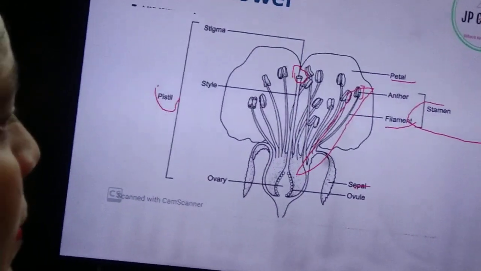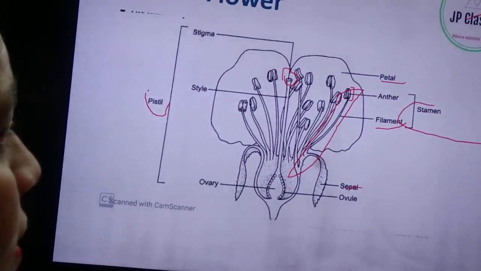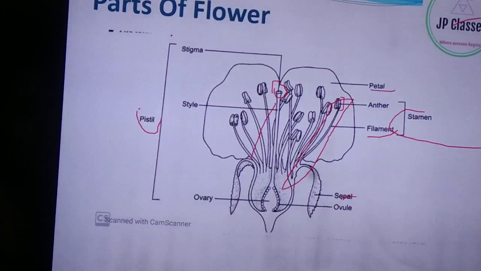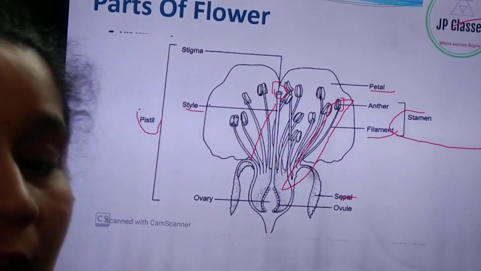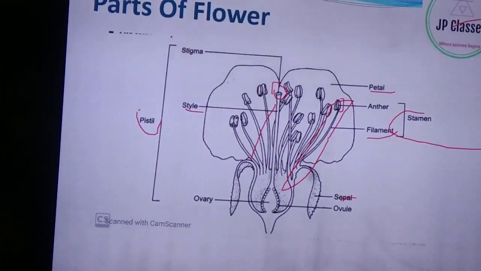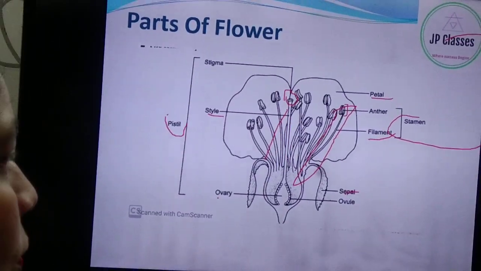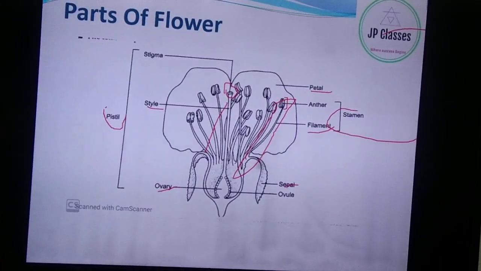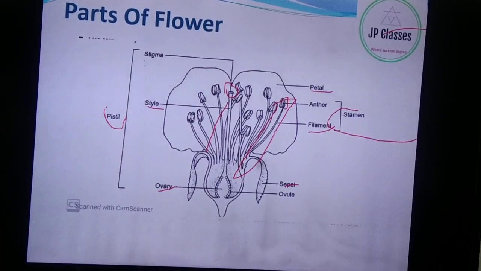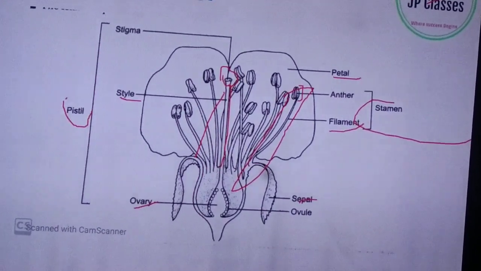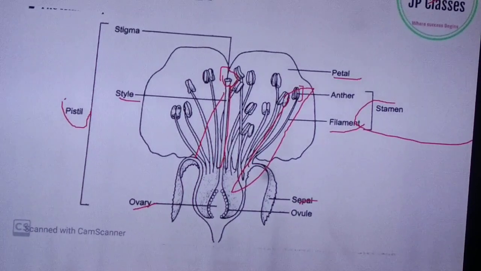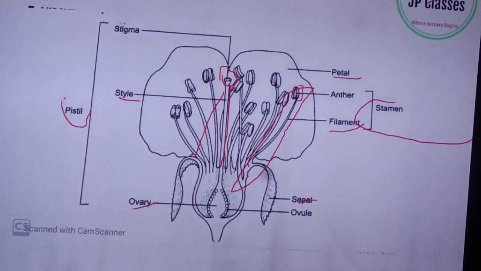Now, the stigma is followed by this stalk-like structure. This stalk-like structure is known as your style. So, what is style? A style is a stalk which is connecting this stigma to the basal part which is known as ovary. So, stigma and ovary are connected through a stalk, this stalk. I am talking about this stalk, right? This stalk is known as the style. Now, I think these parts are clear to you.